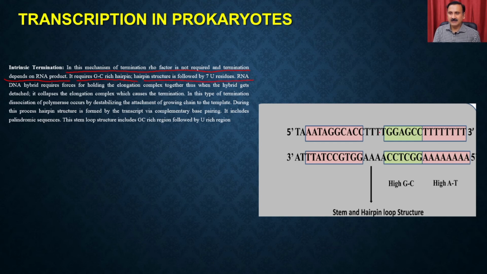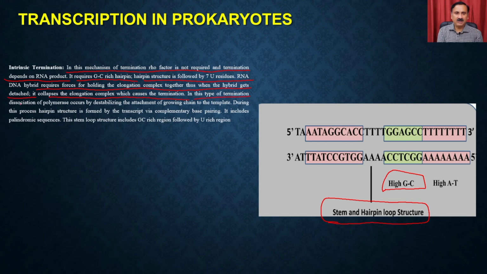So what you see here is the termination sequence, where you have a very high GC-rich content. When you have a very high GC-rich content, first of all, this region is not going to be melted out by the RNA polymerase, and it also has a hairpin loop kind of structure. You see it's going to flip, and that's how it forms a hairpin. The RNA-DNA hybrid requires forces for holding the elongation complex together, then the hybrid gets detached. It collapses the elongation complex, which causes the termination.